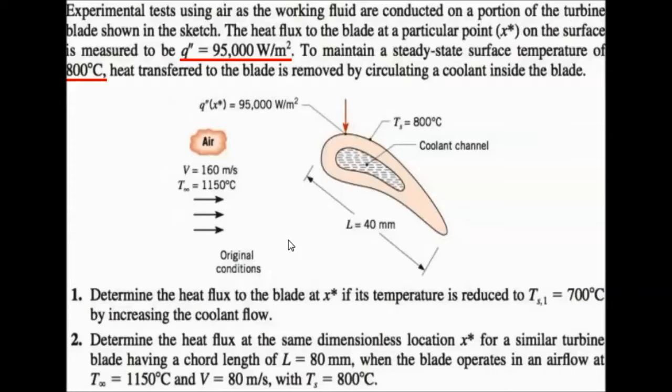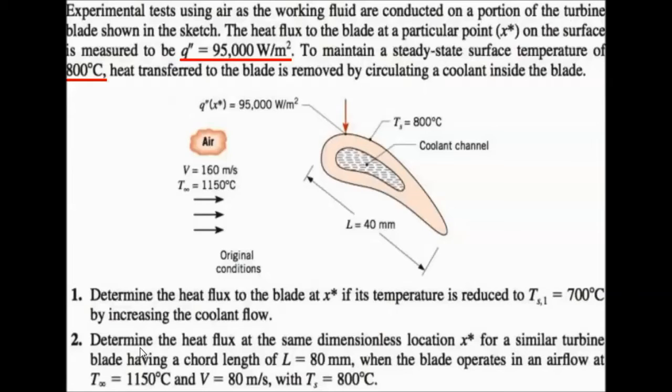So now that we've read through the problem statement, taken a look at the diagram, and have a little bit of an idea of what's going on, let's figure out what they're asking us to solve for. They're asking us to solve for two different things in this problem. The first thing they want us to do is to determine the heat flux to the blade at this position x star if the temperature is reduced down to T sub S1 equal to 700 degrees Celsius. They're doing this by increasing the coolant flow. That's the first part of the problem, when we have this reduced temperature.